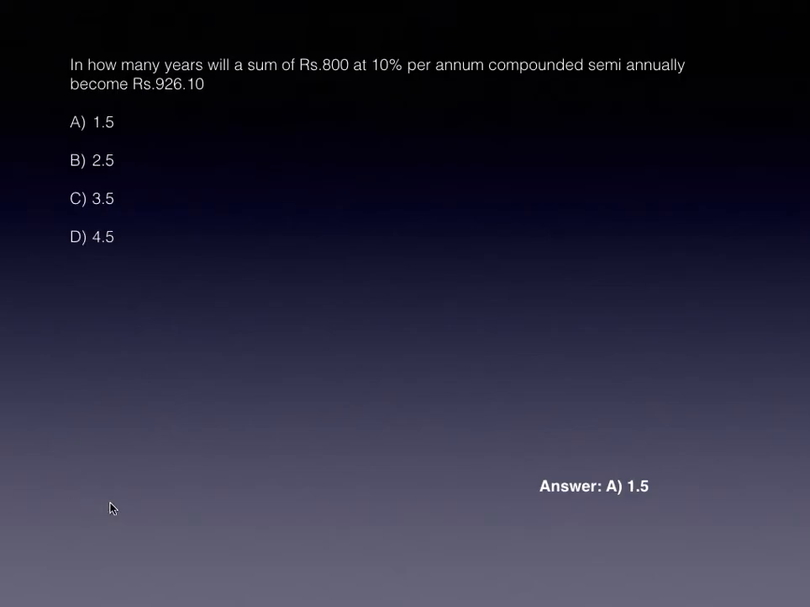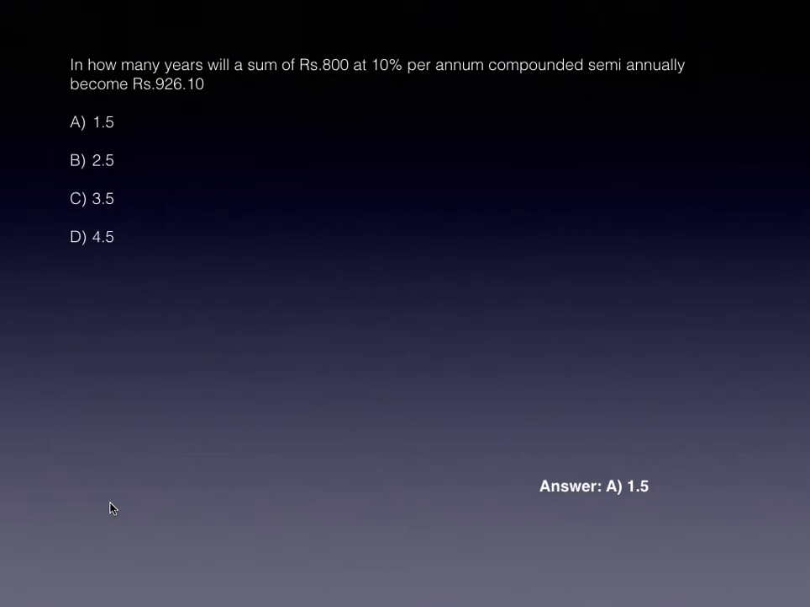Let's go to the fifth question. In how many years will a sum of rupees 800 at 10% per annum compounded semi-annually become 926.10? Option A 1.5, option B 2.5, option C 3.5, option D 4.5.